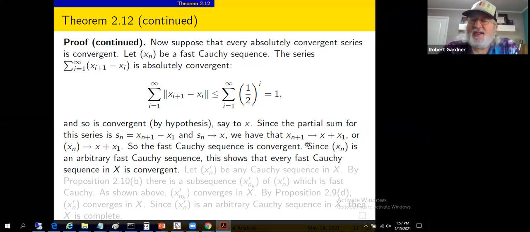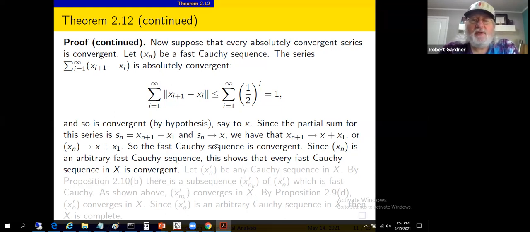Think of this as a limit as n approaches infinity. Well, that's a limit as n approaches infinity as well. n plus 1, n, no difference when we take limits as n approaches infinity. So we've got this sequence converging to X plus x sub 1. The fast Cauchy sequence is convergent. Since x sub n is an arbitrary fast Cauchy sequence, this shows that fast Cauchy sequences are convergent.